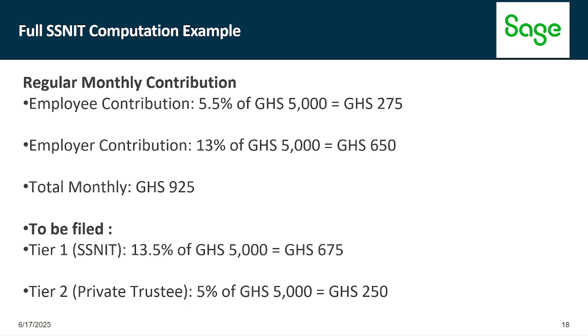Okay, now let's see how SSNIT is contributed. The 5.5% employee contribution is 275. Employer will contribute 13%, that is 650, making a total of 925 for SSNIT. So how much will be filed with SSNIT? The amount to be filed will be 13.5% of 5,000. That is 675. That is the amount that will be sent to SSNIT for Tier 1. Tier 2 will be 5% of the 5,000, that is 250. So that's basically how the SSNIT is computed.